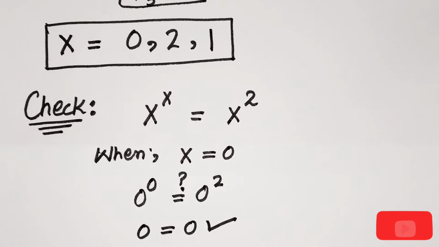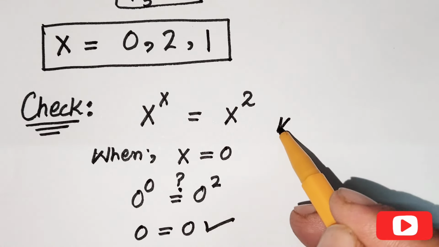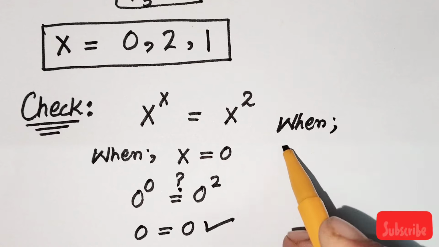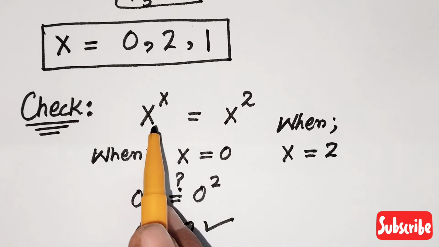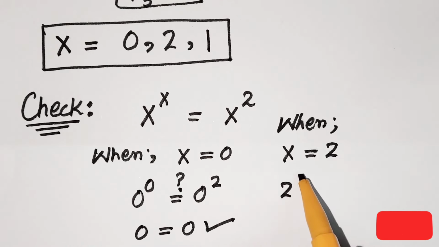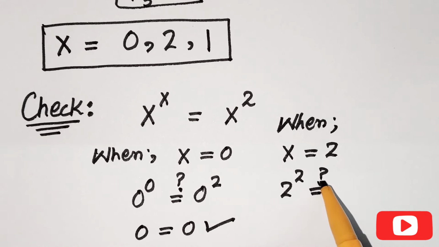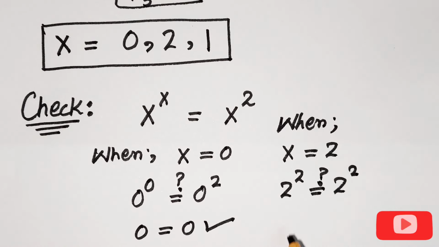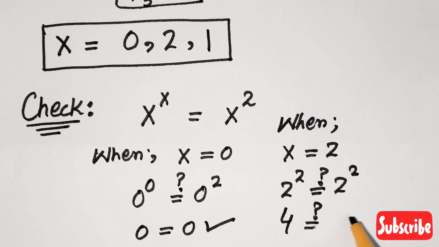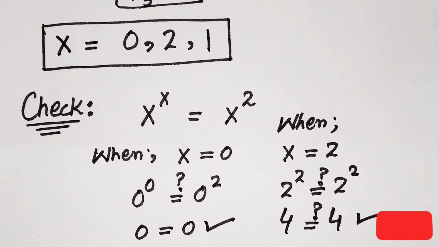Now we put in 2. When x is equal to 2, our problem will be 2 raised to power 2 is equal to 2 squared. So 2 squared is equal to 4, and 4 is equal to 4. So left hand side is equal to right hand side.